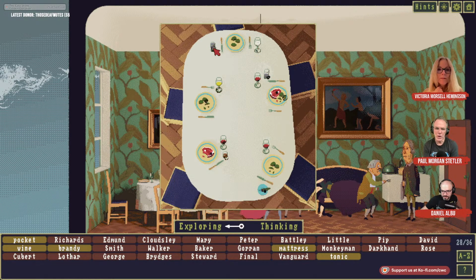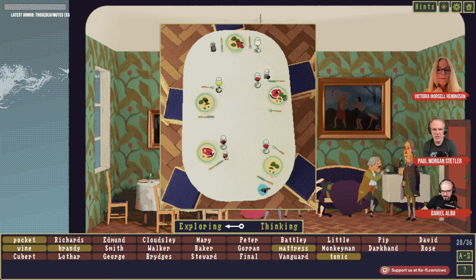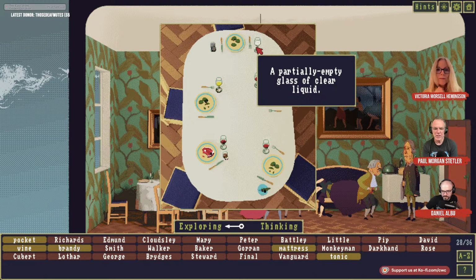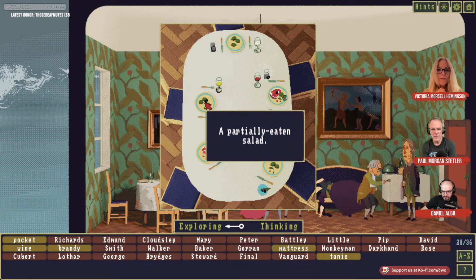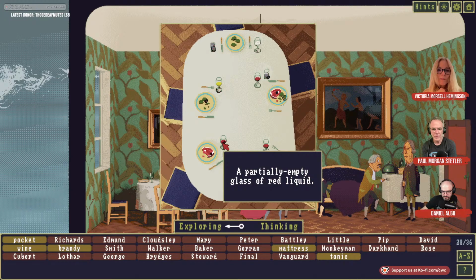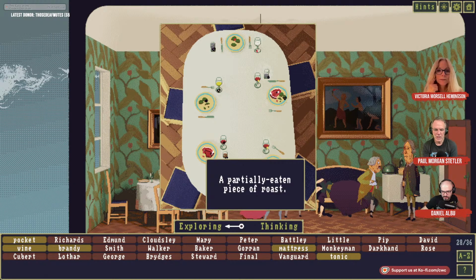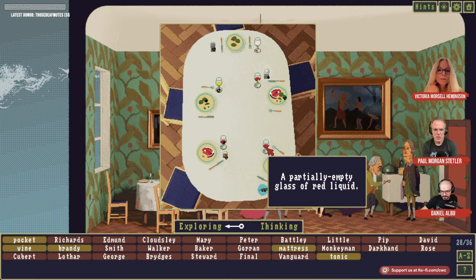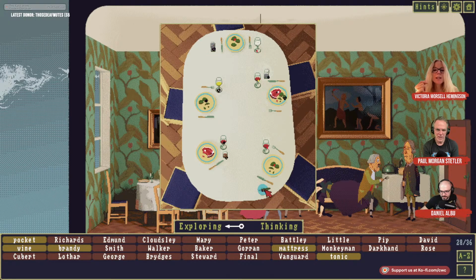What? So this is what we need to figure out, where everybody's seated. Full glass of cloudy liquid. That's the peptic tonic that should be going to the person that we just got a note for. Salad untouched. Partially empty glass of clear liquid, probably water or tonic. Partially empty glass of yellow liquid. Partially eaten salad. Partially empty glass of red liquid, so there's wine. There's another glass of amber liquid, that's brandy. Piece of roast. Red liquid. Oh boy, eat your vegetables, people. So we're going to have to figure out who's in what room to see who's drinking what.